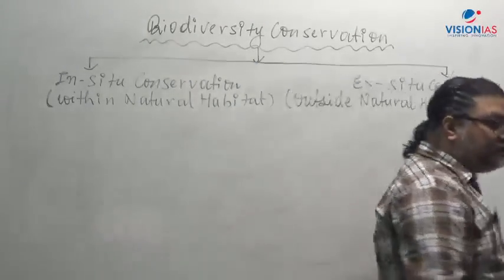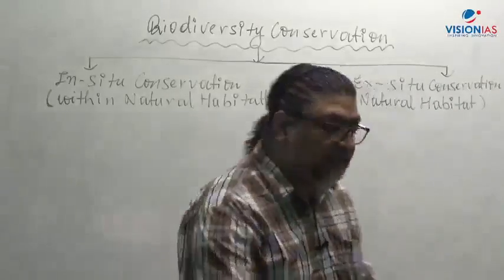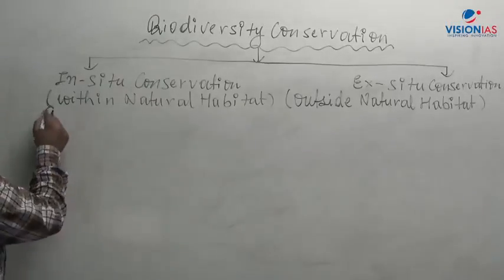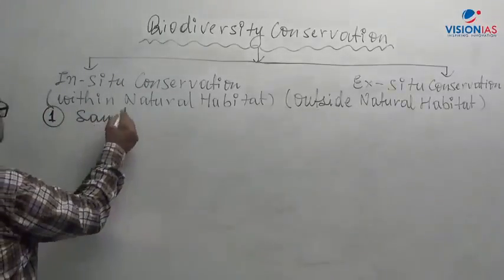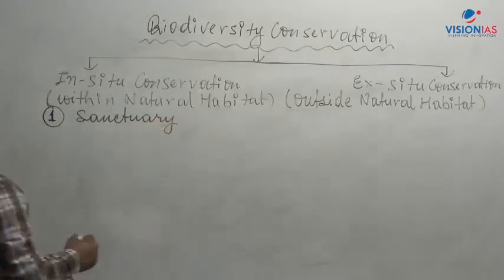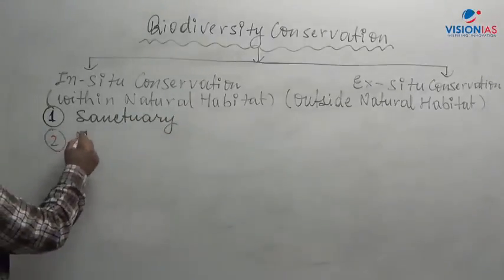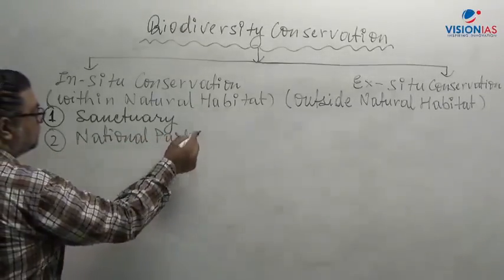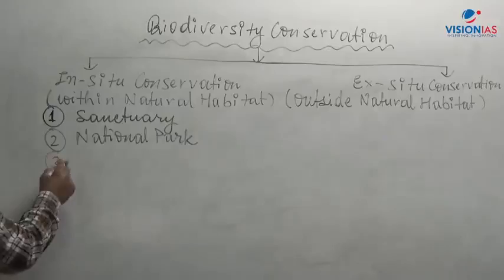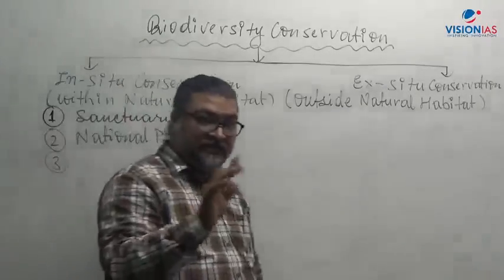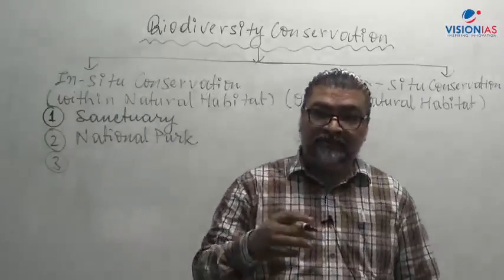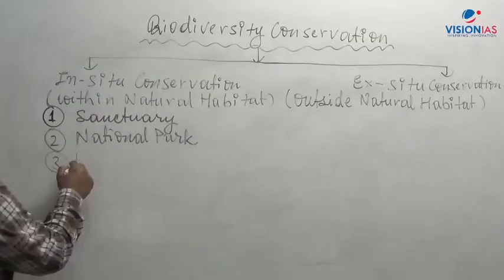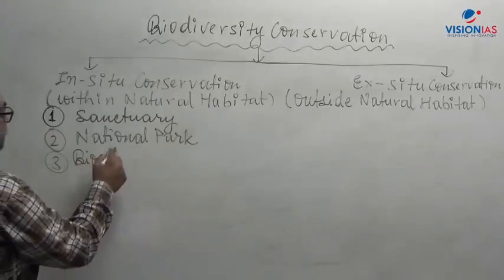Now various methods are there under the law where we can carry out in situ and ex situ methods. The first thing that comes here is in terms of sanctuary. Declaration of sanctuary. Second that comes here is the national park. Right? In India, we have more than 500 sanctuaries. We have 100 plus national parks in the country. Third concept which comes here is the biosphere reserve.